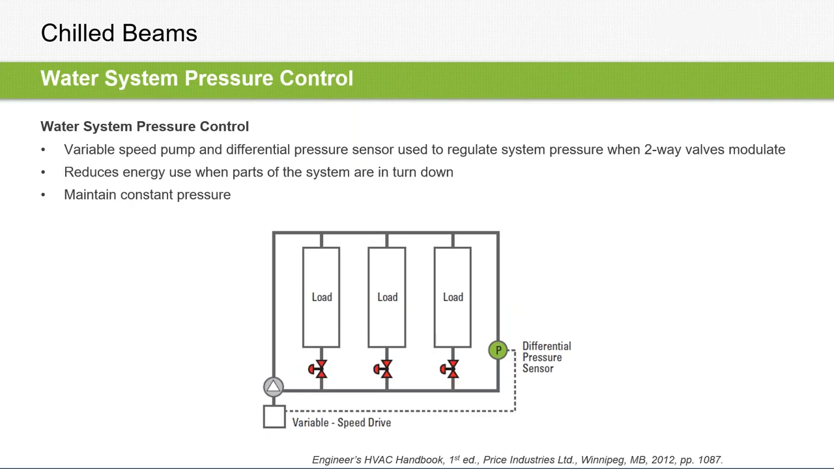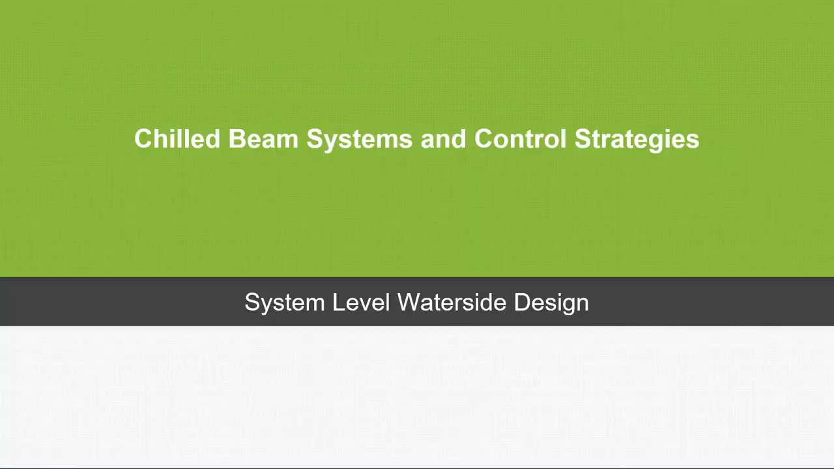Then also water system pressure control, so a little bit different. Back to the balancing conversation, you can use a pump on the zone and have each individual zone balance individually, and use a pressure differential sensor to control each of those and balance them accordingly. So a lot of different methods to pipe and control these zones. We'll jump into the system level design here.